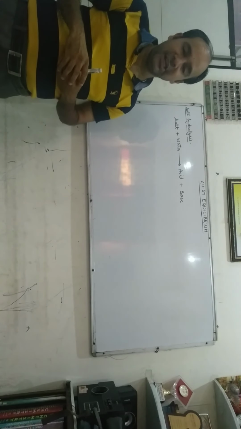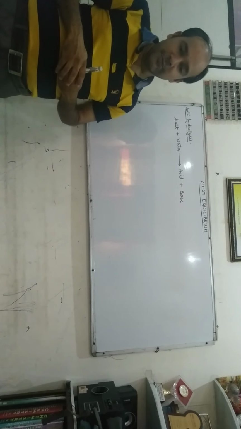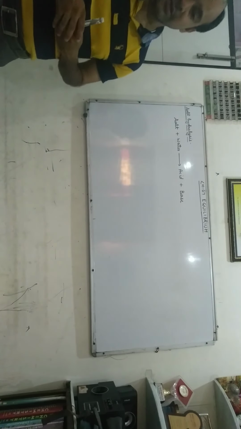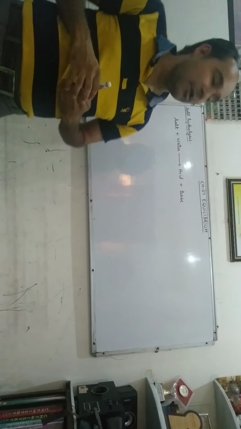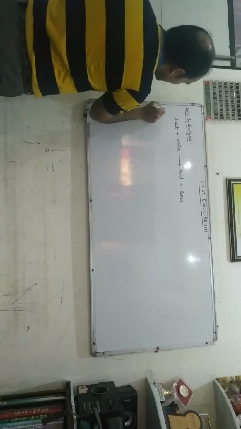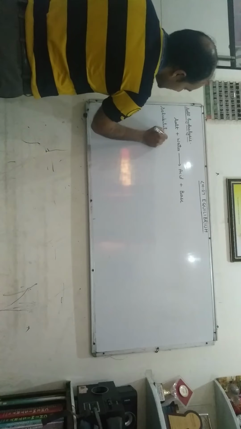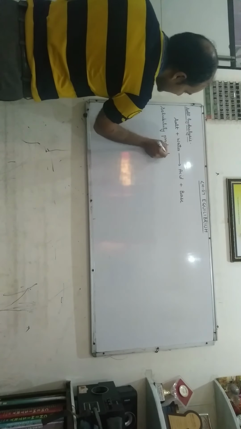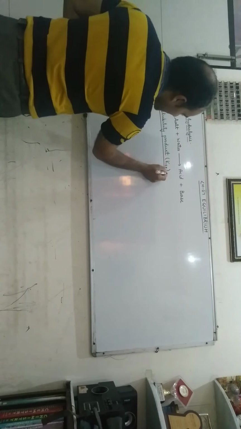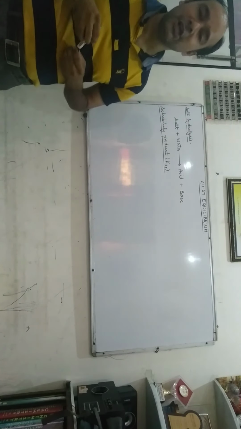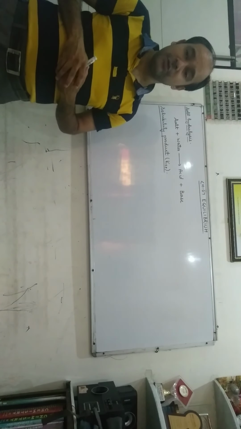Student, universal indicator is the mixture of a number of indicators which show the color change on completing the reaction. Now let us discuss solubility product. Solubility product is generally indicated by KSP. Solubility product is defined as the product of molar concentration of ions in a saturated solution.